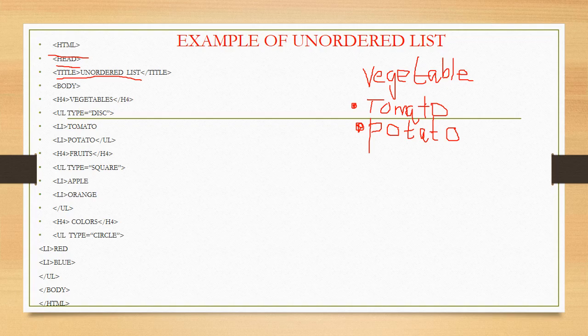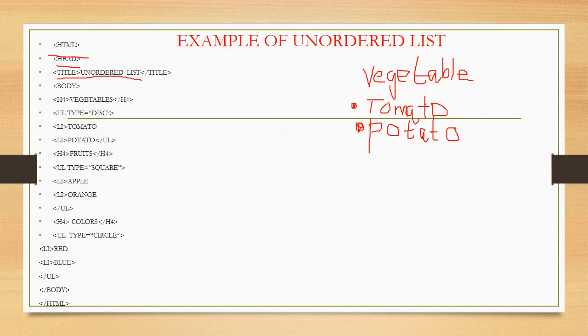Now next heading I have not written here, but the next heading is fruits. So H4 for fruits, then /H4. Heading I have given, and in that I am going to give the square. So UL type equal to square, and each item should be specified with the tag Li. Li apple, Li orange. Now I can give /UL.